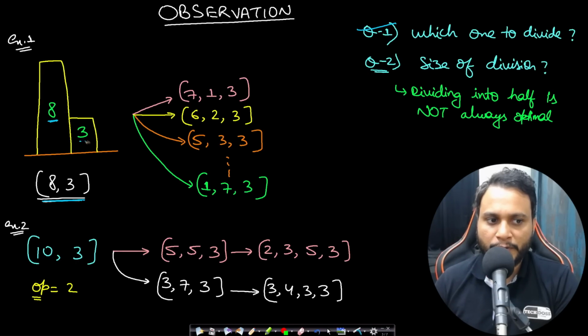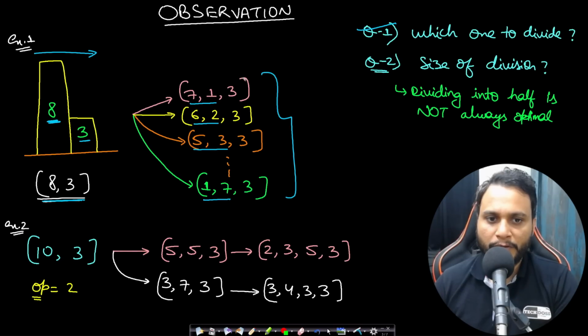So if you pick this 3 and divide it, then the max value of this array will not change, and therefore there is no benefit for us. But if you choose this 8 and divide, then only we can get benefit. But then this 8 has so many possible divisions, you see. You can divide it in 7, 1, 6, 2, 5, 3 and so on till 1, 7, isn't it? And all of these will fetch you different answers. In this case it will be 7, in this case it will be 6, and so on. Okay, in this case it will be 7 again. If you look at this example, in one operation it will be optimal to divide it into two equal parts.